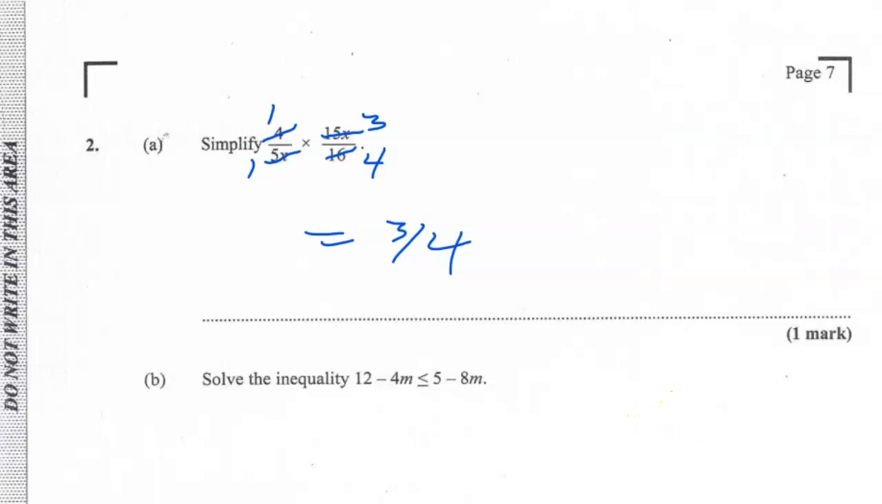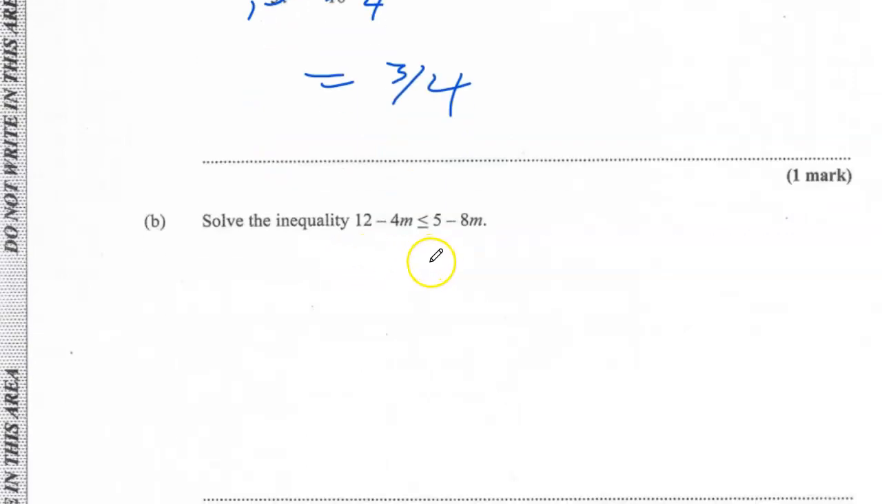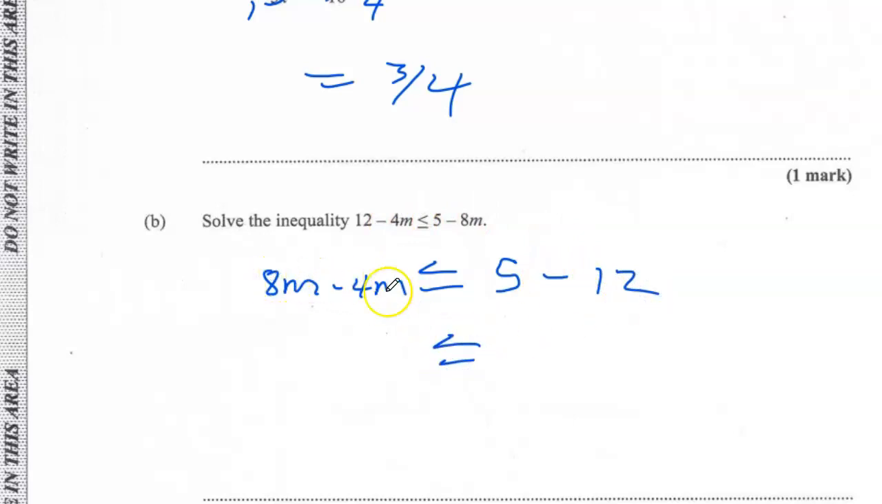Next, solve the inequality. We can group like terms. Let me group the m's on the left-hand side. Negative 8m becomes positive 8m if I group over here, with minus 4m. I'll bring this forward, still on the left-hand side, and the constants over on the right-hand side. So I have positive 5, and the 12 over here becomes negative 12. So this becomes 8m minus 4m, that's positive 4m, and 5 minus 12, that's minus 7.